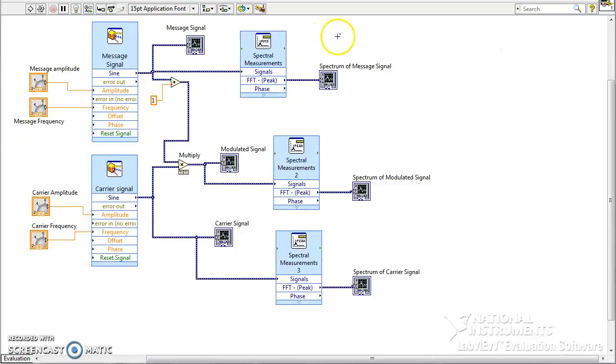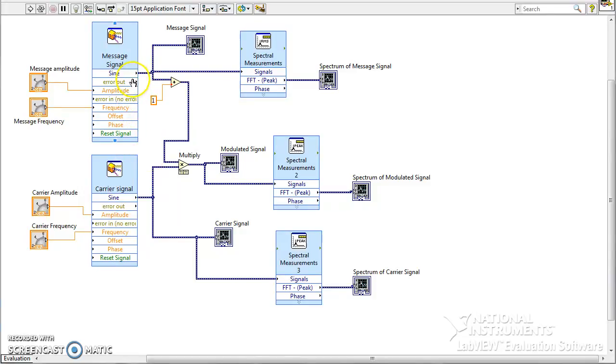Yes. So coming over here, I have taken a message signal and a carrier signal, with the corresponding message amplitude and message frequency, carrier amplitude and carrier frequency. For all the rest of the parameters, that is the phase, offset, and everything, we have the default values, so those values itself are considered.